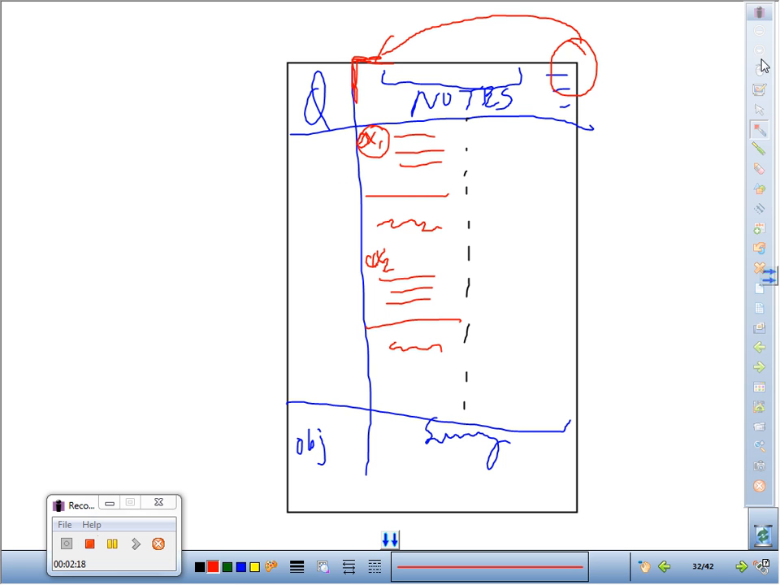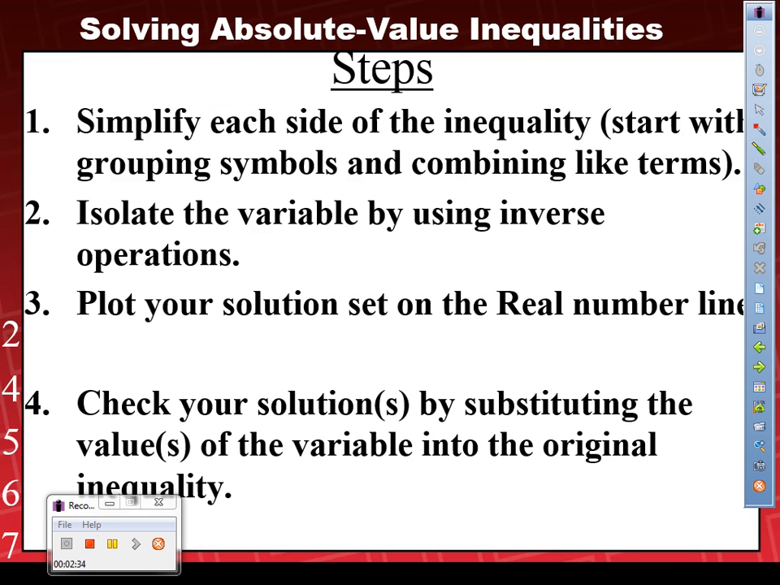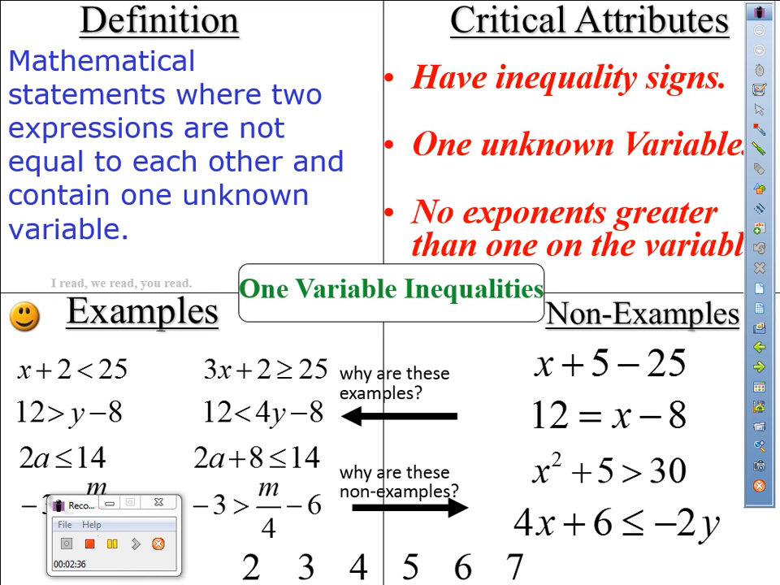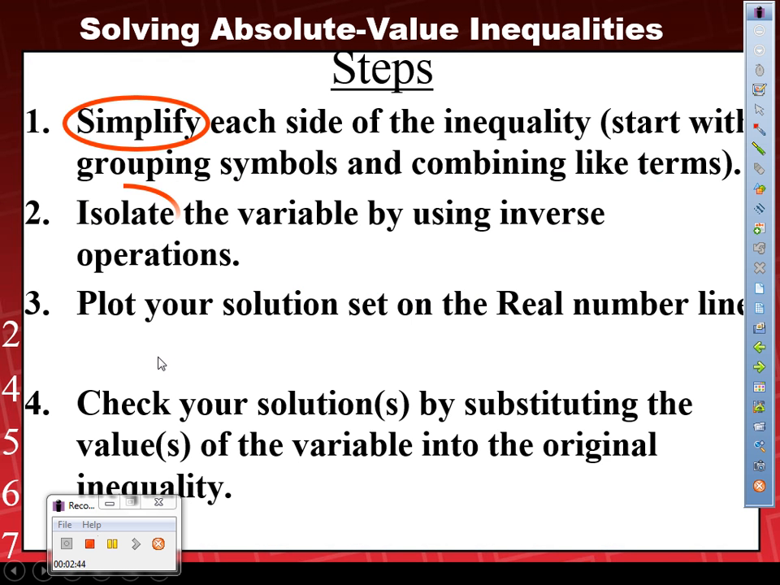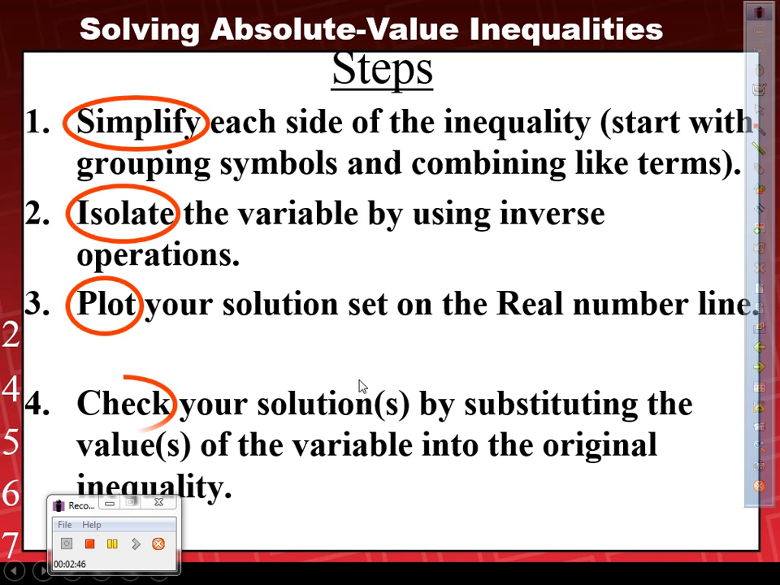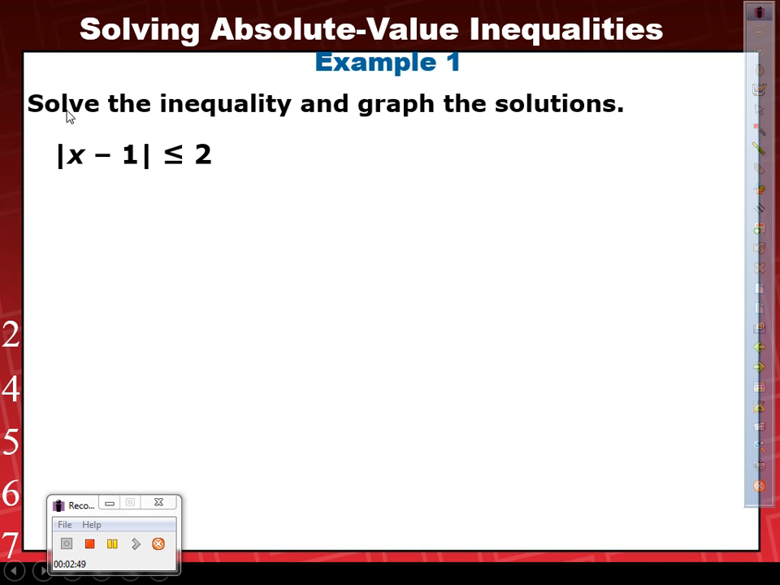So, here we go. Copy this example down. By the way, we already know what one variable inequalities are. That's why we don't need a Frayer model. How about our steps? What are our steps? Simplify, isolate. That is correct. Simplify, isolate, plot, check. Example number 1. Copy this. Solve the inequality and graph the solution. Absolute value of x minus 1 less than or equal to 2. Copy that, please.